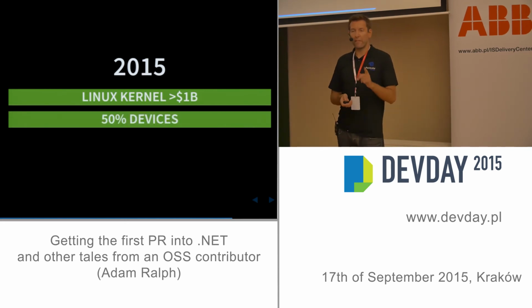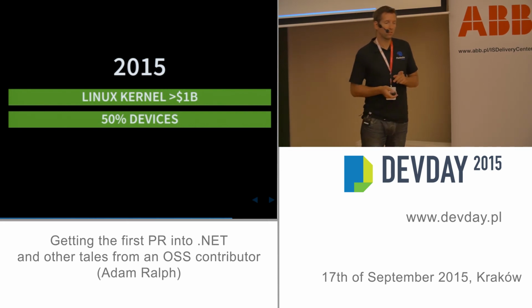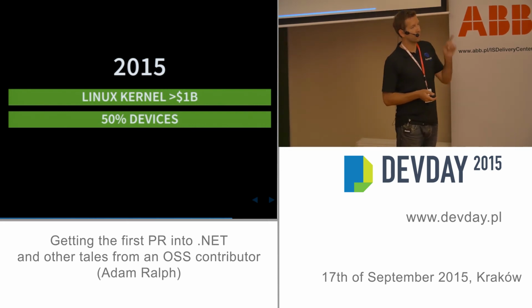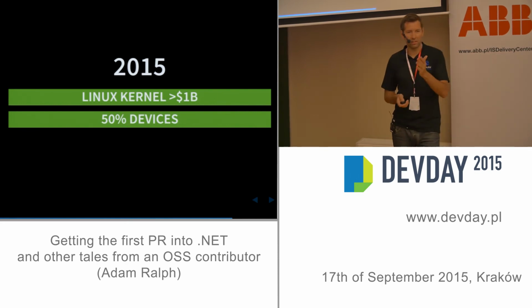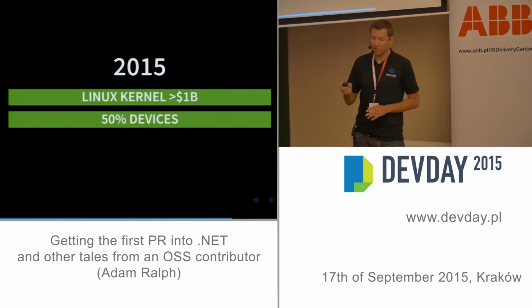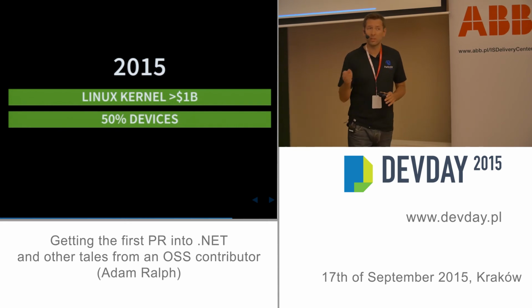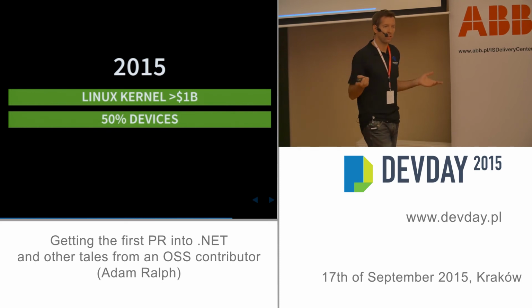Linux now ships on 50% of devices worldwide. And this is all devices. This is servers, desktops, laptops, tablets, phones, everything. And in 2014, the figure was actually closer to 40%. Right, so what's it going to be next year? What's it going to be in 5 years?